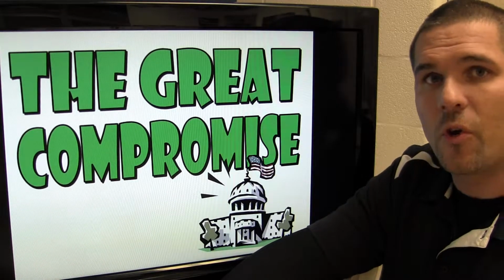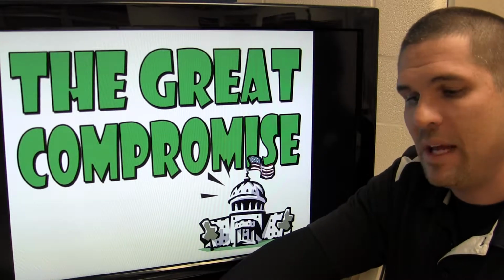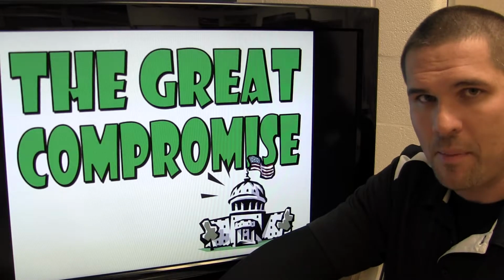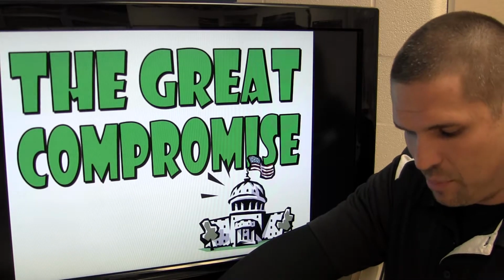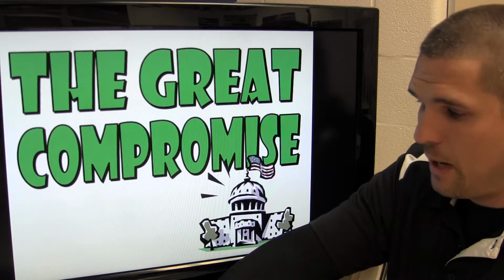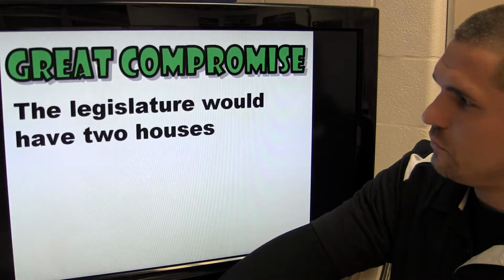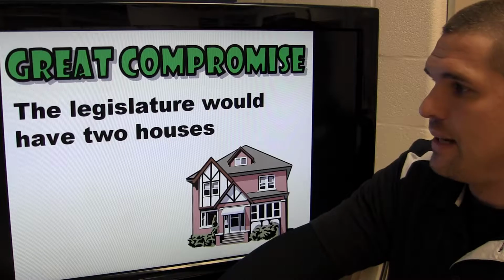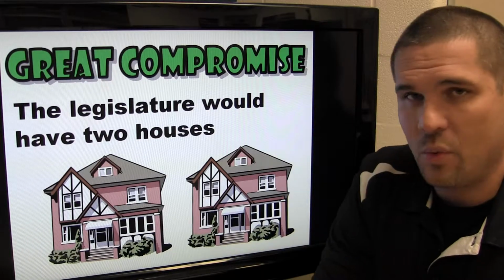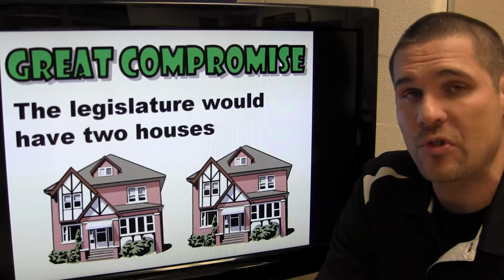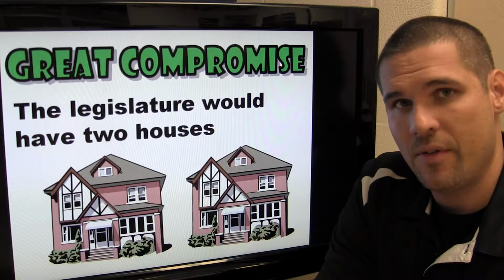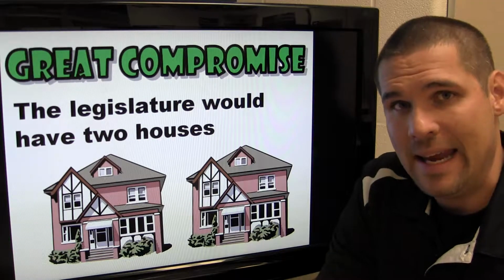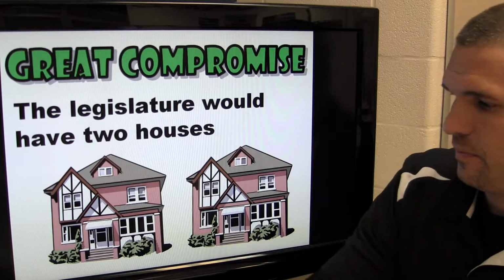So this leads us to the Great Compromise. Another name is the Connecticut Compromise, which was presented by Roger Sherman of Connecticut. So let's take a look at the Great Compromise. They decided that the legislature would indeed have two houses. So they're going to take the idea of the Virginia plan with a bicameral Congress.